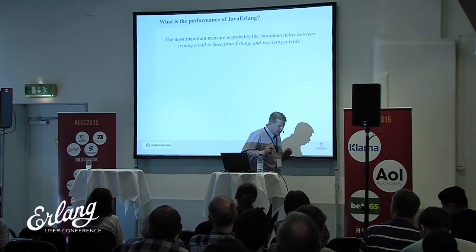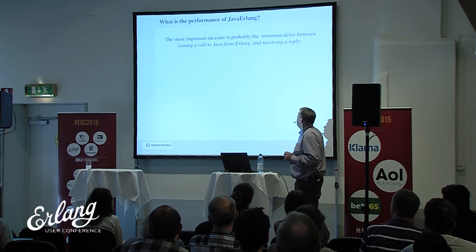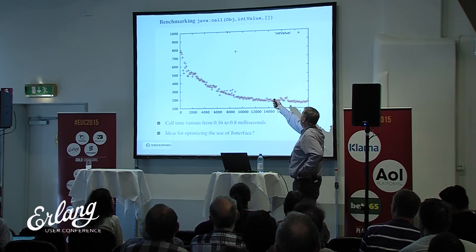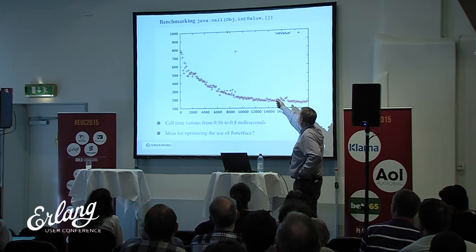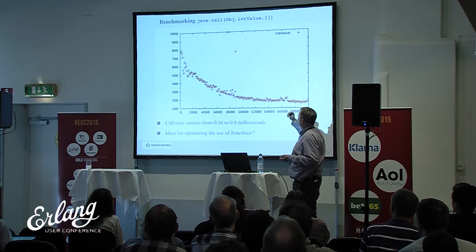So for a simple method that doesn't do so much, okay? Here are some statistics for calling the intValue method of an integer that you saw before. For an integer, it just returns the int that is somehow associated with this integer. Okay? So just making this call and noting the reply. How long does it take?